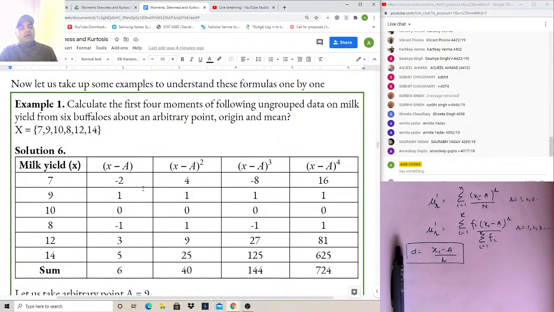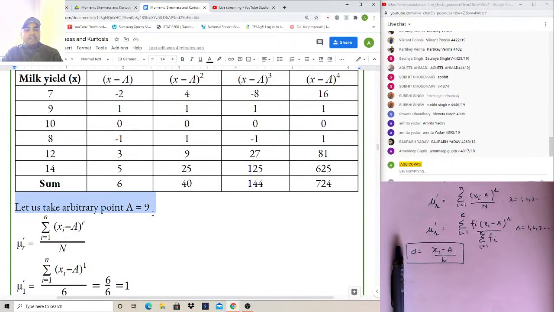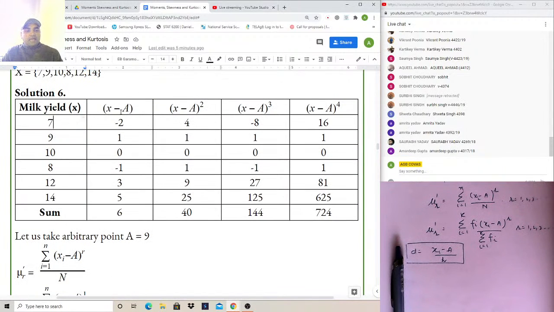So this thing will be quite clear. We have to calculate the first four moments of the following ungrouped data on milk yield from 6 buffaloes, about an arbitrary point, the origin and the mean. These are the 6 buffaloes giving 7 liters, 9 liters, 10 liters, 8 liters, 12 liters and 14 liters. Now we take an arbitrary point, A is equal to 9. If I have taken 9, then x minus A for 7 becomes 7 minus 9, which is minus 2.